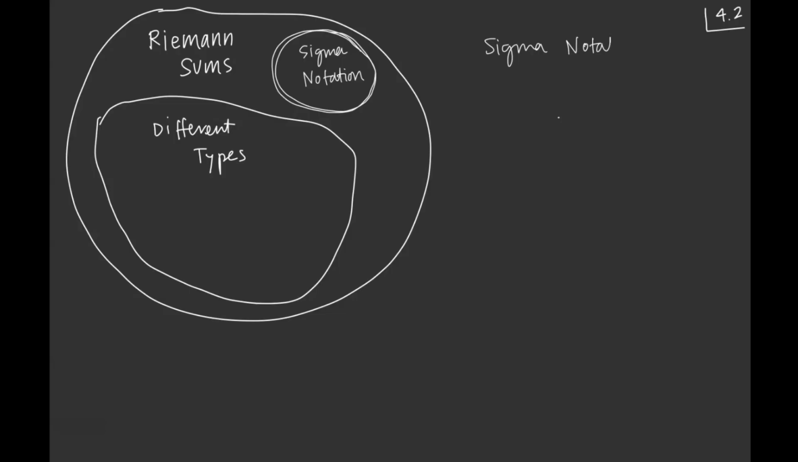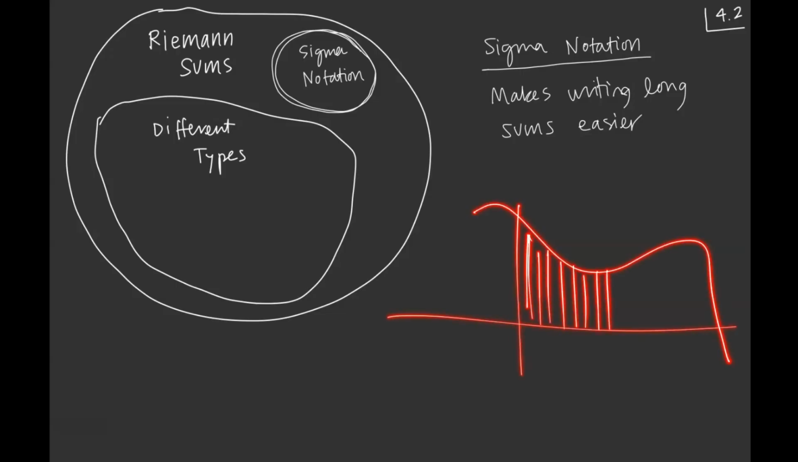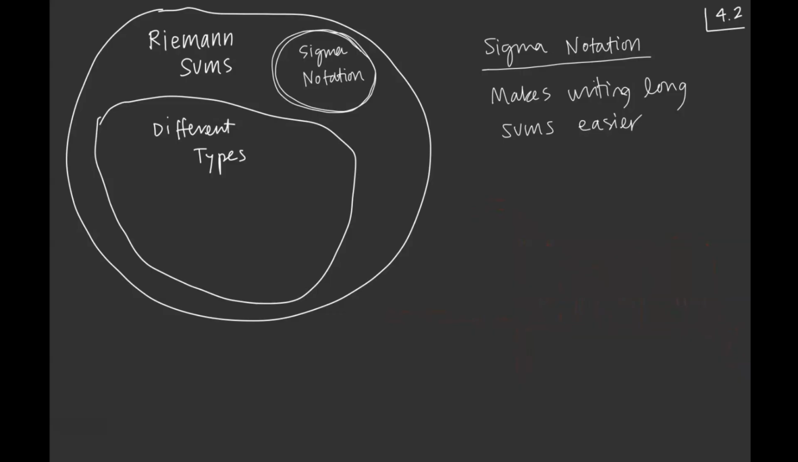It's possible you've seen this before, hopefully, in an algebra class, but sigma notation just makes writing really long sums easier. And so you can imagine, if you had a curve and you were doing a Riemann sum and you had, say, 50 rectangles that you were going to use to estimate the area under that curve, sigma notation is going to allow us to write it much more concisely and more efficiently.